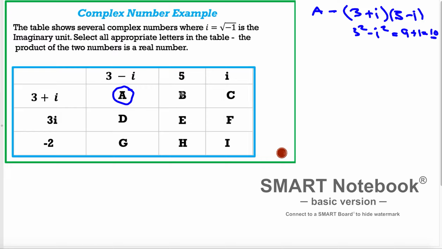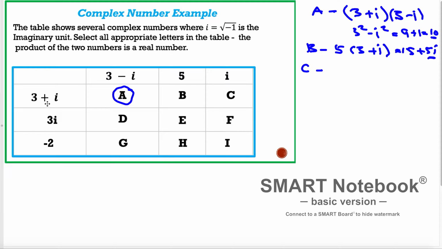So let's go now with the B. B is 5 times (3 plus i), which is 15 plus 5 times i, plus 5i. So as we see here, it has the imaginary part, it means this is not a real number. So let's go with the C.